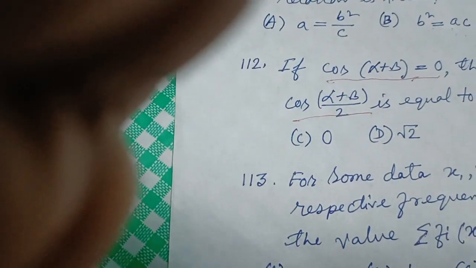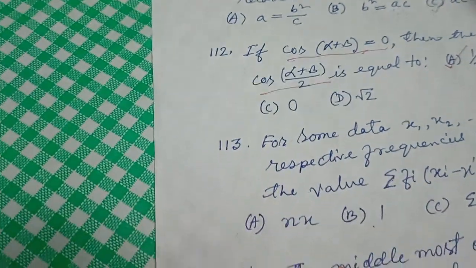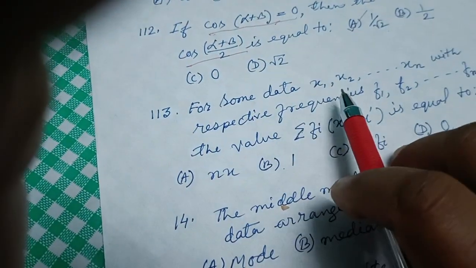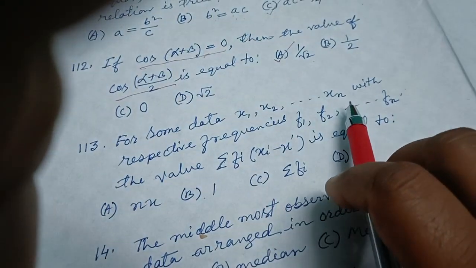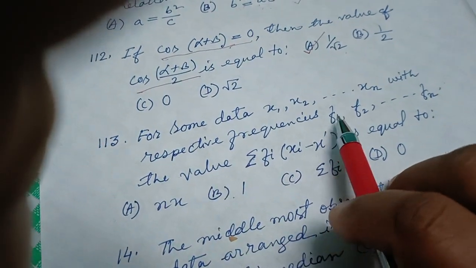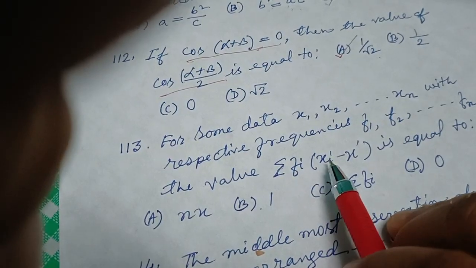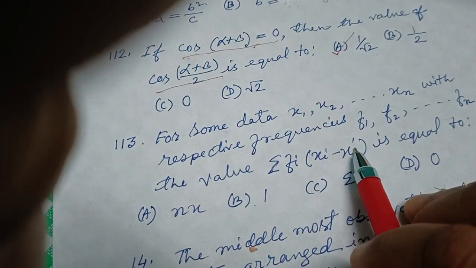Clear? Now this is a direct question, question number 113. For some data x1, x2, xn with respective frequencies f1, f2, fn, the value of sigma fi(xi minus x dash), that is the mean.